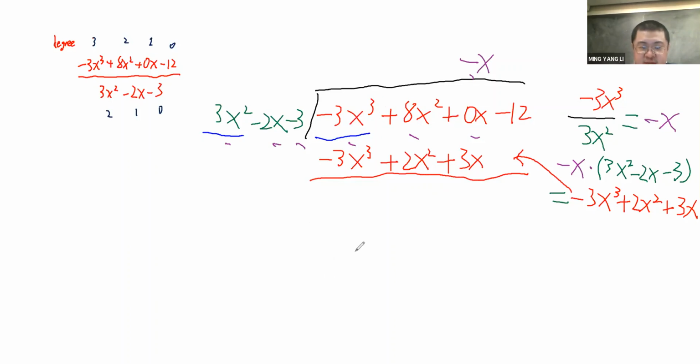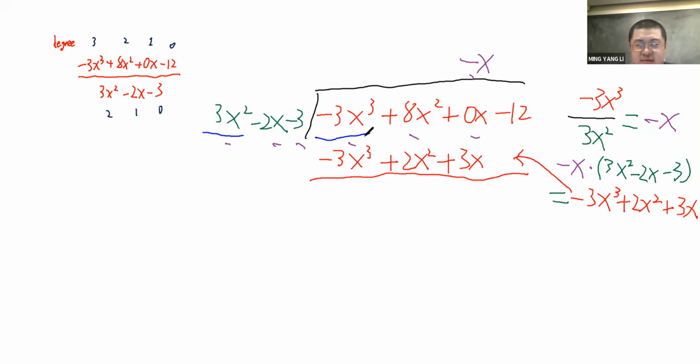Then we do the subtraction. We got the product of the first term of the quotient, which is negative x, in purple. And we got the divisor, which is 3x squared minus 2x minus 3. We calculate the multiplication. Then we put it in our second line, then do the subtraction.